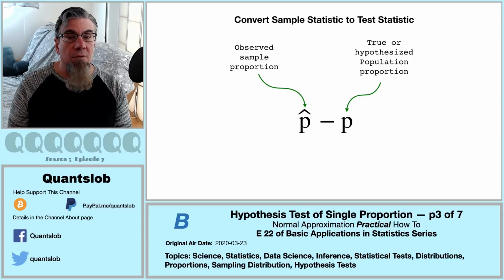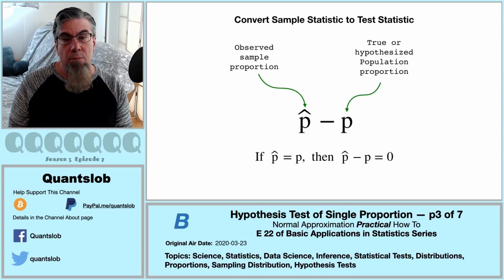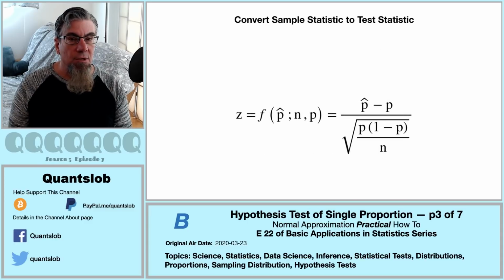We can think of this difference as a measure of how far away our observation is from our assumed value in either direction. If our observation is larger than our assumed population proportion, this difference is going to be some positive number. Conversely, if our observation is smaller than our assumed population proportion, this difference is going to be some negative number. And of course, if our observed sample proportion is the same as our hypothetical proportion, then this difference, the numerator on the right-hand side, is simply 0.